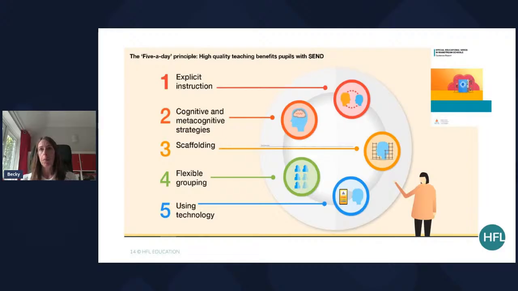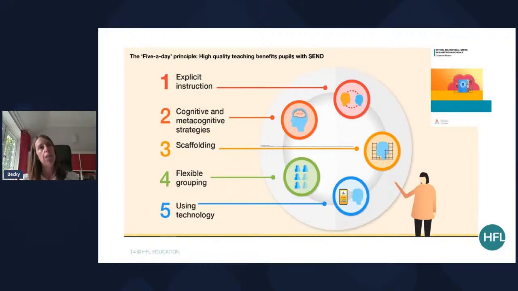And this is underpinned by the SEND Code of Practice, which states that high quality teaching is the first step in responding to pupils who have or may have SEND. So what's great about the Education Endowment Foundation is, for those who aren't familiar with it, they have done the research for us. They found the strategies that are evidence-based that support our pupils with SEND.